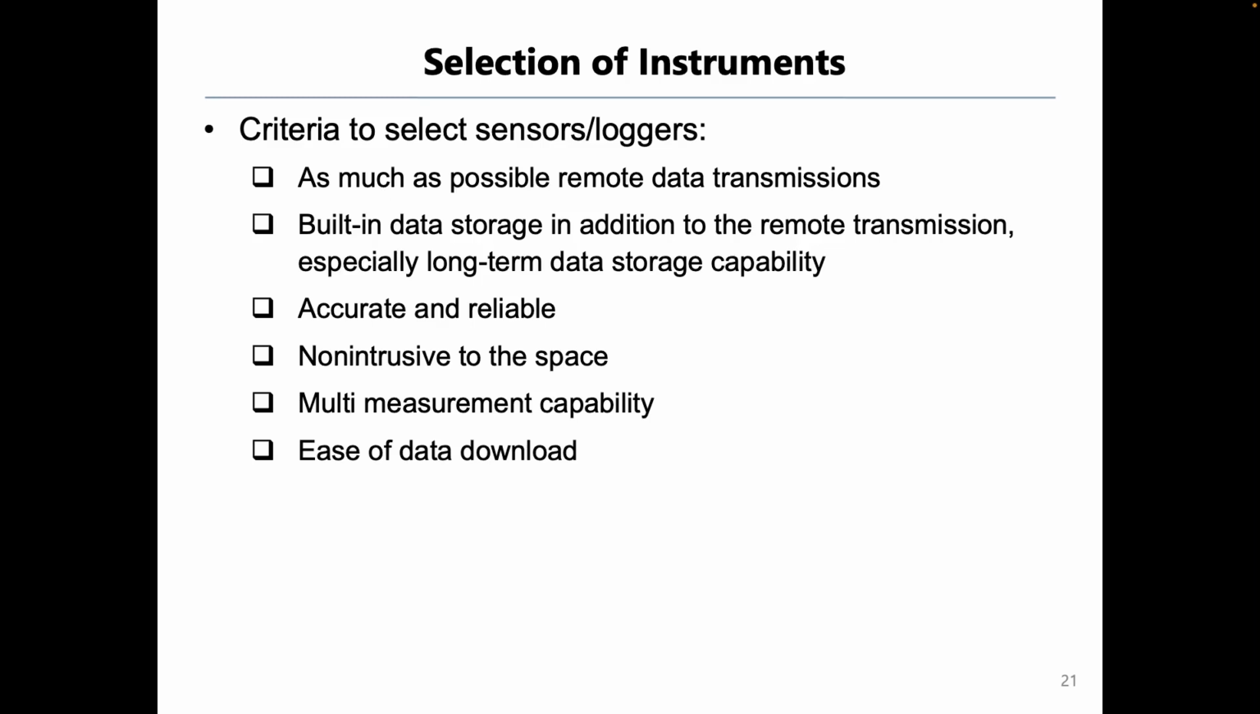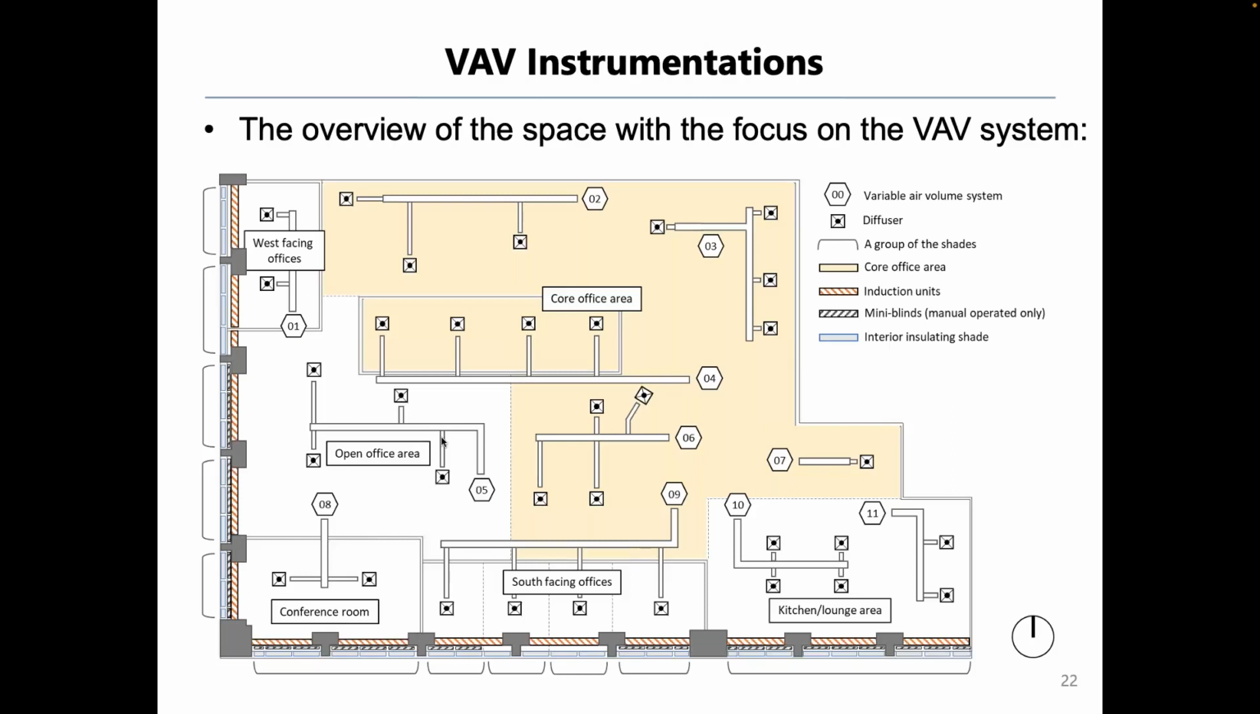Also, we were very interested to make sure that these sensors have built-in storage, because a lot of times if the Wi-Fi is down, you want to make sure the data is stored inside of the logger. So that was another factor. Accuracy and reliability, another one. We want to make sure the sensors were not intrusive to the space, so occupants could not notice it. Multi-measurement capability, like a lot of the sensors we use, they measured more than one variable, like for example, temperature and relative humidity. And then ease of data download was another one.